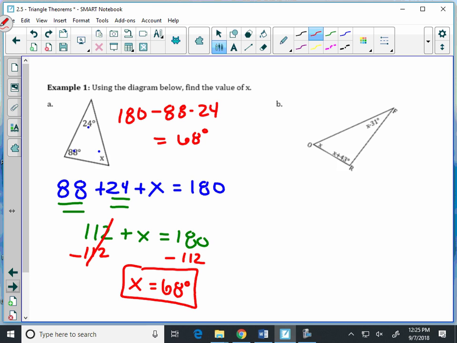And B, again, we want to find x, and I notice I'm given angles of a triangle. What did we just find out? What do all the angles of a triangle add up to? 180. So we do the same thing. We just add all 3 of those angles together and set them equal to 180.